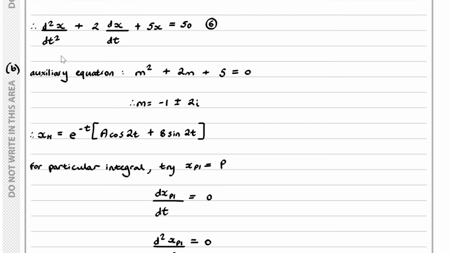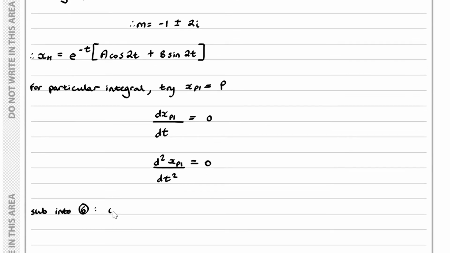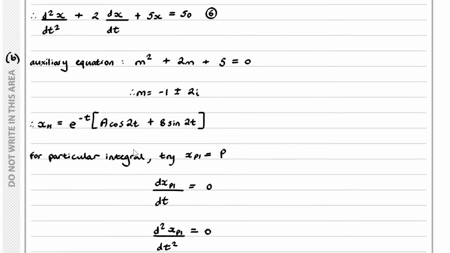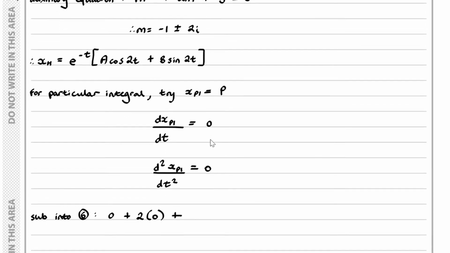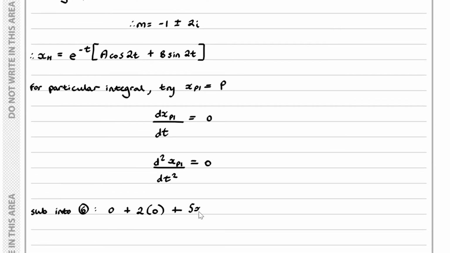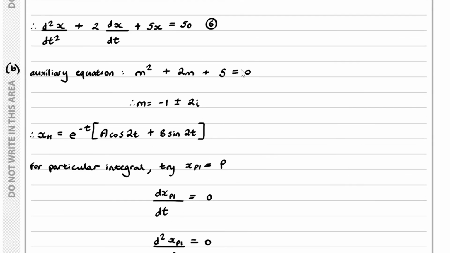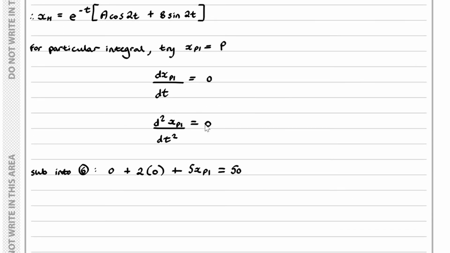If we substitute into equation 6, we have d squared x over dt squared, so that's 0, plus 2 lots of dx over dt, so we have 2 lots of 0, plus 5x, so we've got 5 lots of xpi, and this is equal to 50, as we see over here. So we've got 5 xpi equals 50, and therefore xpi, that's equal to 10.